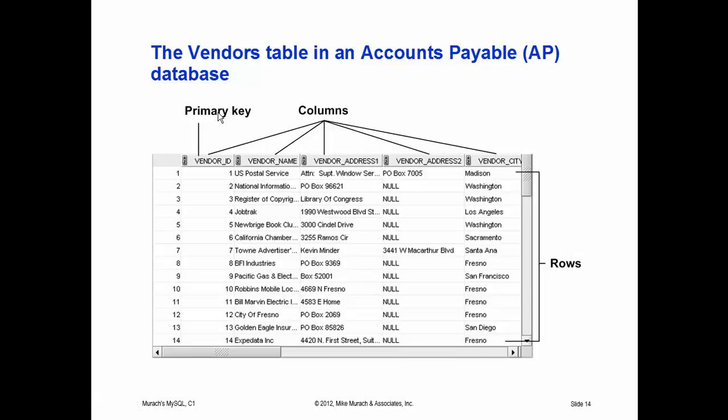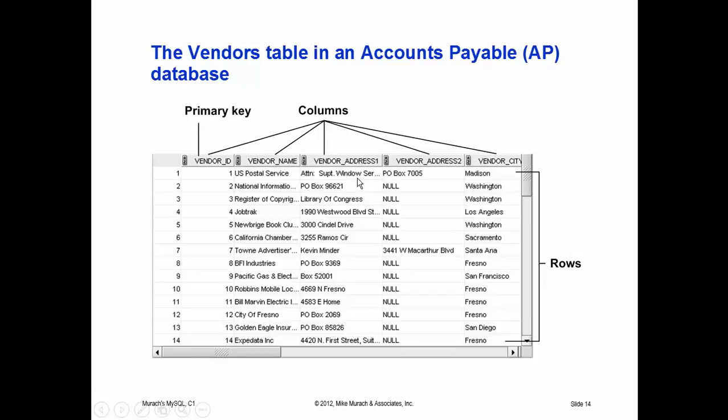So in other words, every vendor that you see here has a different vendor ID, so you can be sure they're unique from one another. Also notice that every vendor has an ID, a name, and an address 1. But for some of the address 2s, they're null, which means, for example, the U.S.